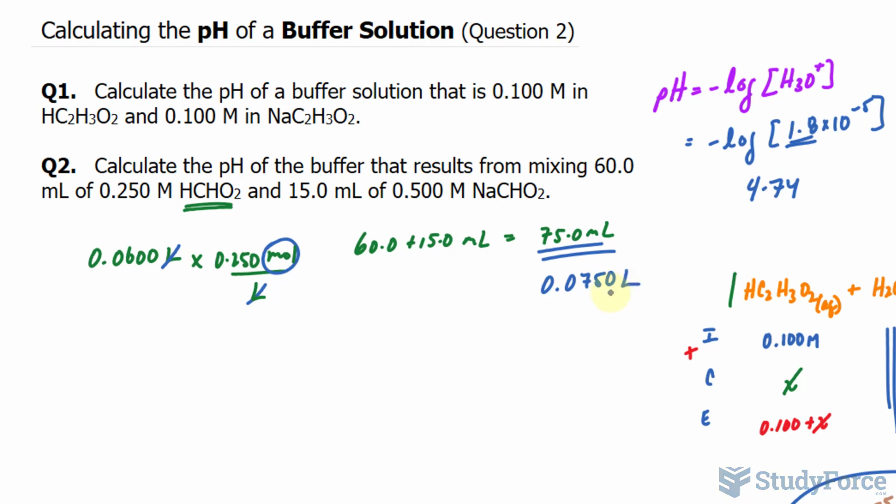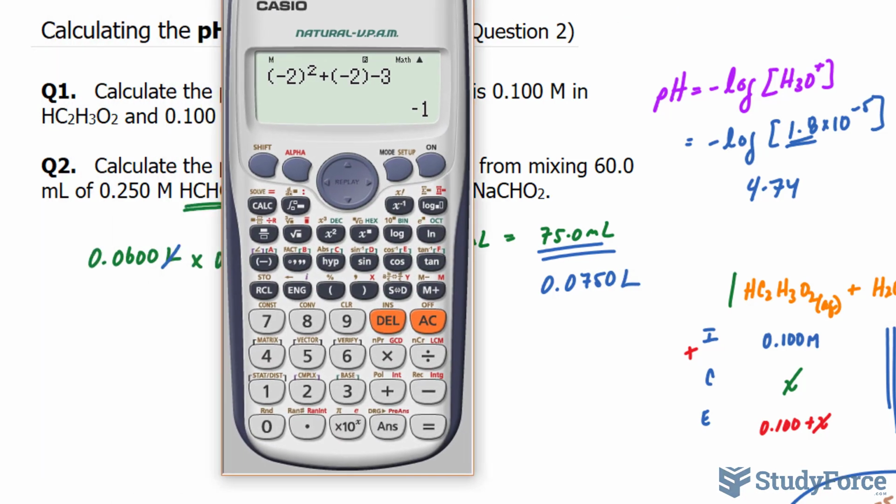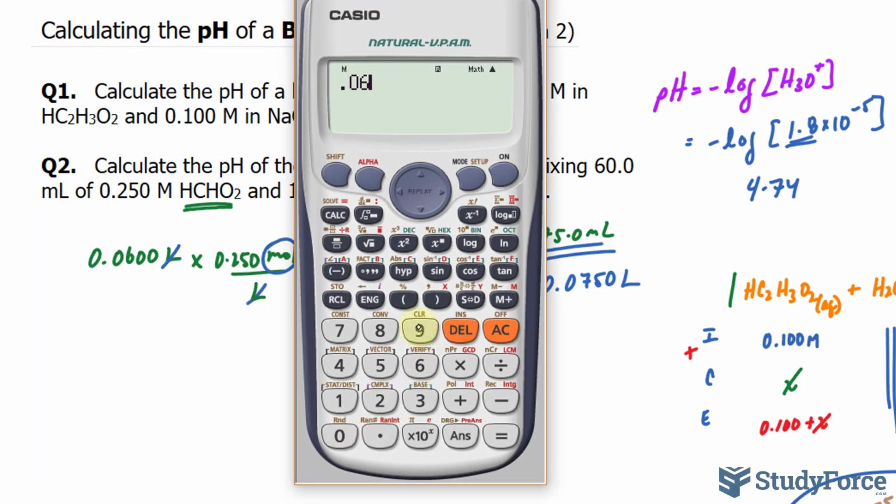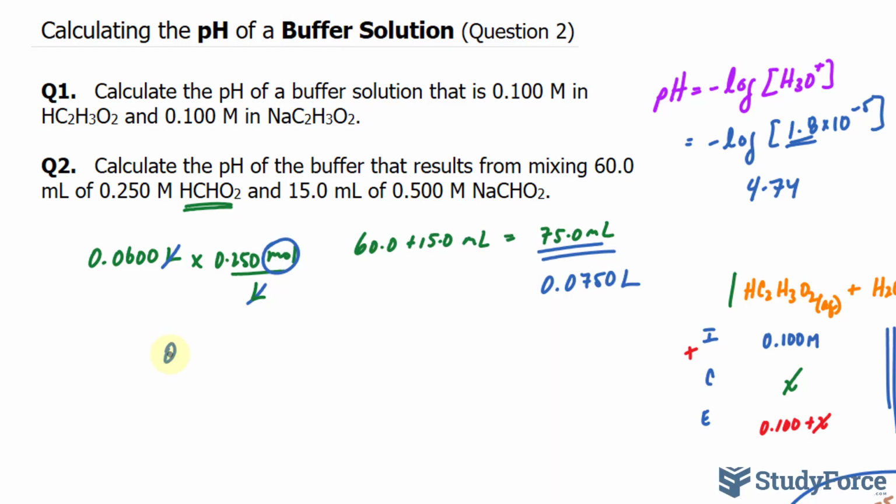0.0750 liters. So I'm going to take 0.06, this number, multiply to 0.250, that is equal to 0.015 moles. Divide that now by 0.0750. And that gives us a brand new concentration of 0.200 molars. Notice that it kind of got diluted from 0.25 to 0.2.